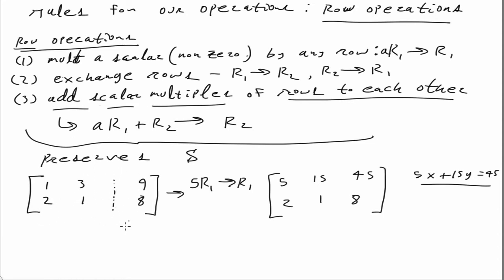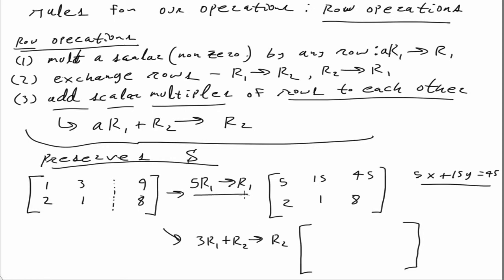Now I want to talk about scalar multiples. I'll do another one. So let's say now I want to do another row operation that preserves the solution set to the system. Okay, so let's say I want to take 3 times row 1 and then add that to row 2, and that's going to be my new row 2. All right, let's do that.